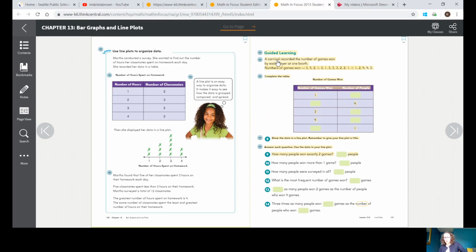Okay, guided learning, page 101. It says a carnival recorded the number of games won by each player at one booth. There's the number of games won, 3, 5, all those numbers there. And it says to complete the table.